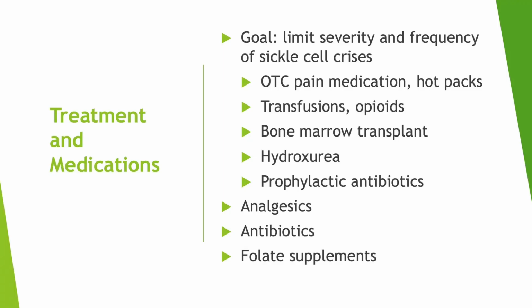Treatment and medications for sickle cell disease focus on one main goal: limiting the severity and frequency of sickle cell crises. For acute pain during a crisis, over-the-counter pain medication and hot packs can provide relief. More severe cases may require transfusions and opioids for pain management. Bone marrow transplant is a potential cure but carries significant risks. Other medications include hydroxyurea, prophylactic antibiotics, analgesics, antibiotics, and folate supplements.